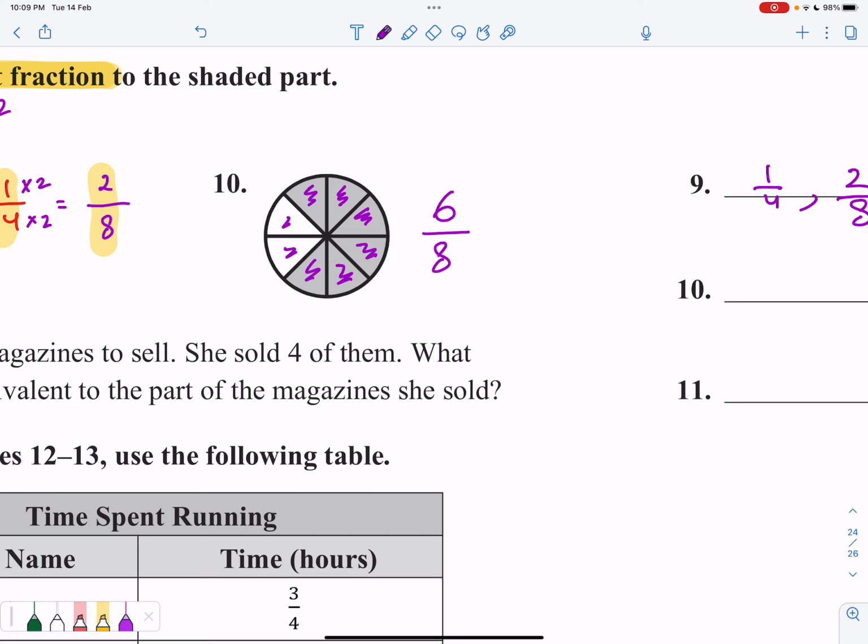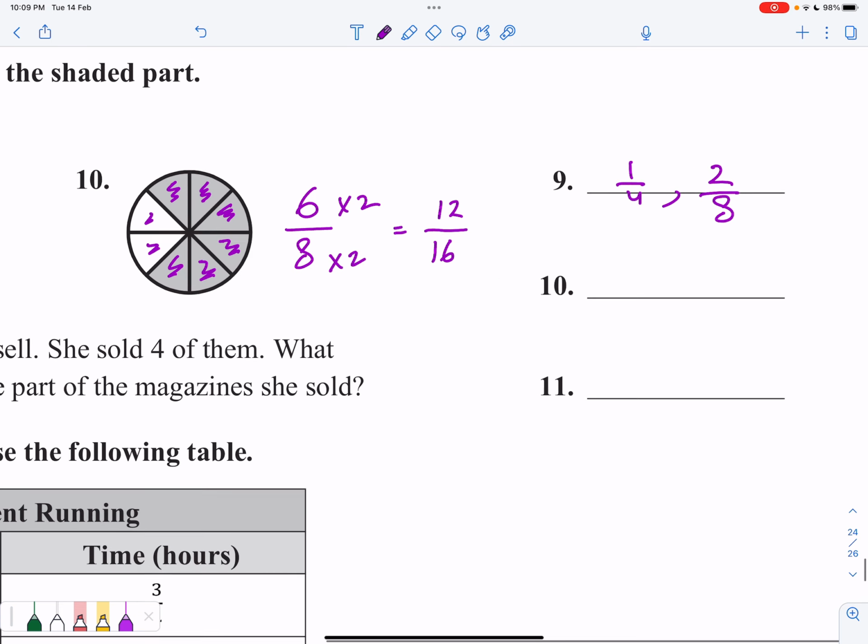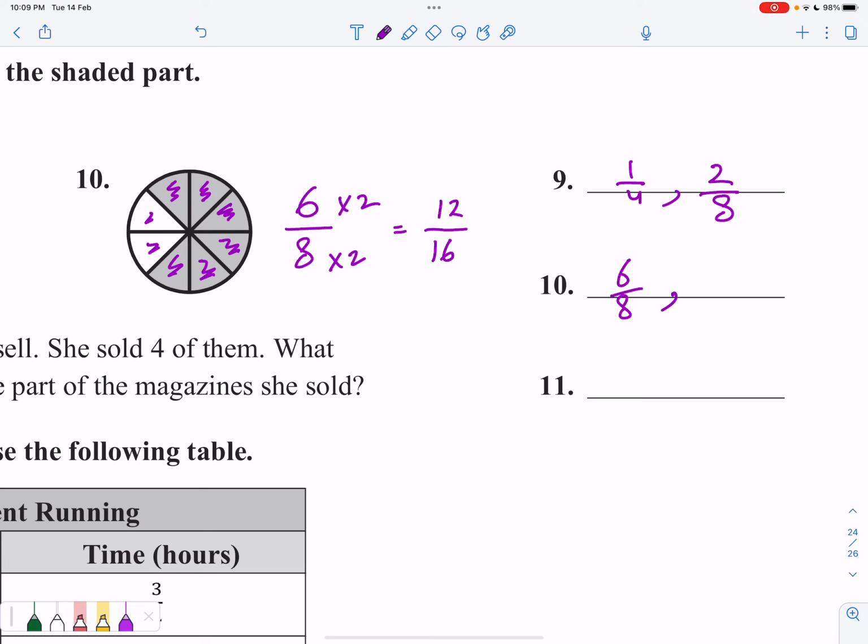Now let's write an equivalent fraction. I can multiply up and down by 2, for example. You can choose any number you like. 6 times 2 equals 12 and 8 times 2 equals 16. So the fraction here is 6 over 8 and an equivalent fraction to that is 12 over 16. Okay?